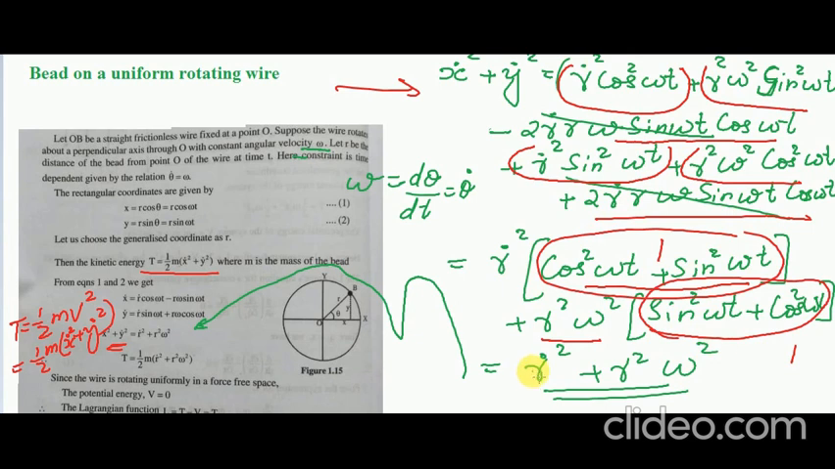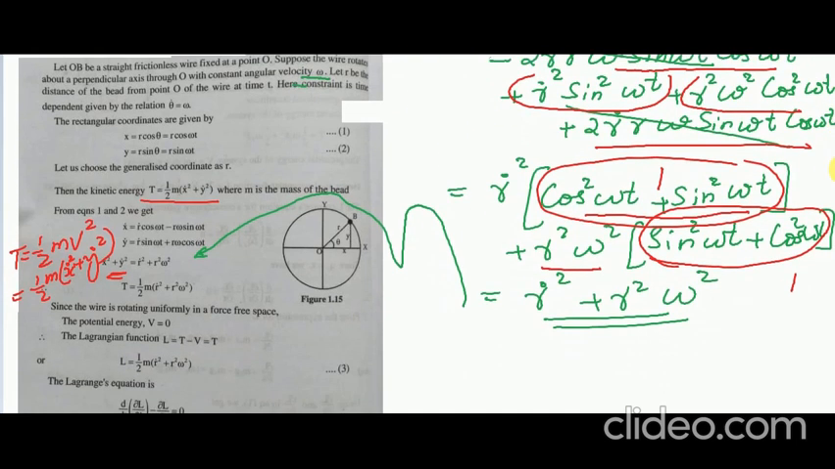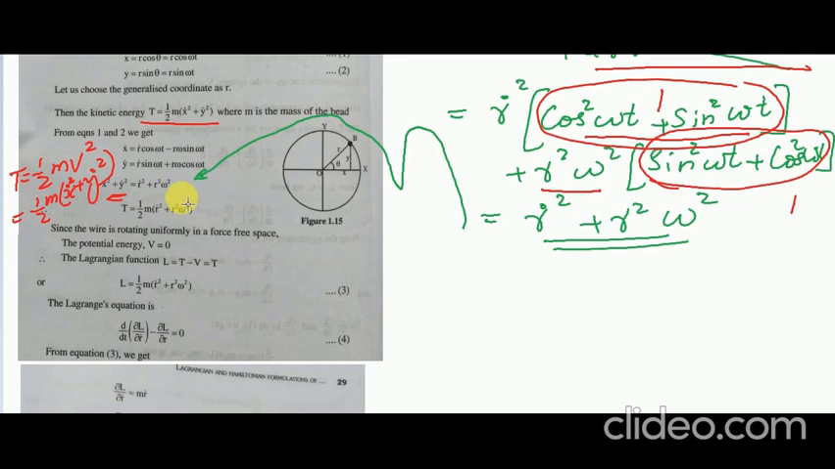So what remains is x dot square plus y dot square is equal to r dot square plus r square omega square. That is the only term that remains there. Now we are going to substitute this expression for x dot square plus y dot square into the expression for kinetic energy. So kinetic energy T is equal to half m times r dot square plus r square omega square. This is the expression for kinetic energy.